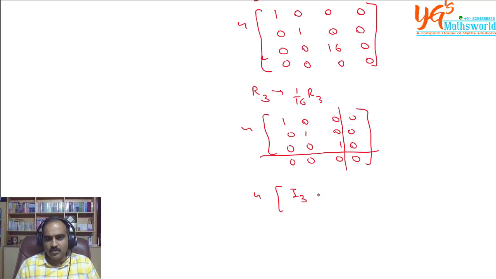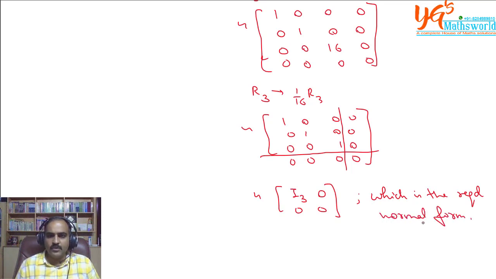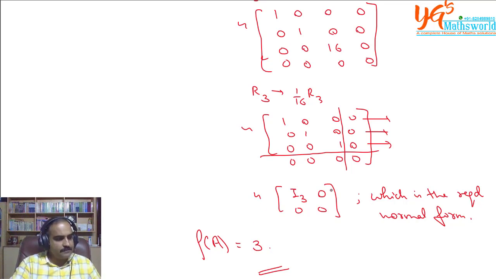Now this column is 0 and this row is 0. So this is the normal form, which is the required normal form. And if I want to calculate the rank of this matrix A, that means we have 1, 2 and 3 non-zero rows. So the rank of A will be 3. I hope it is clear to everyone.